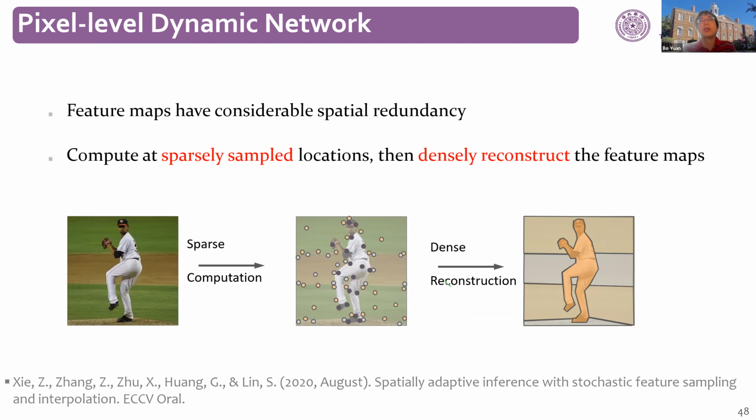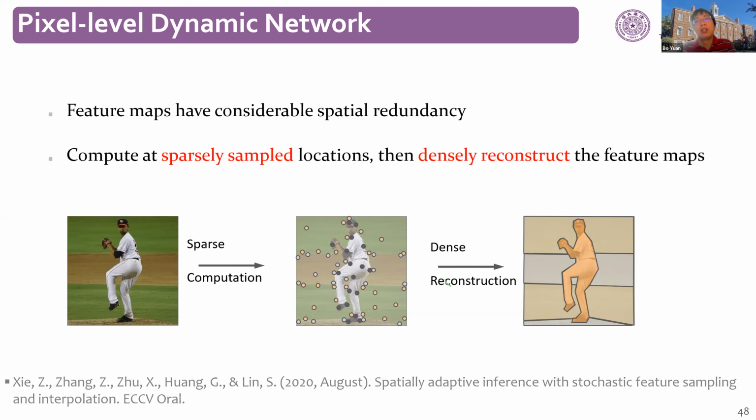Okay, I understand. So when you do this, the sparse sampling is a type of regularization, right? And then by performing the reconstruction, you can gain a better representation of the original image. That's true. You can interpret it this way.